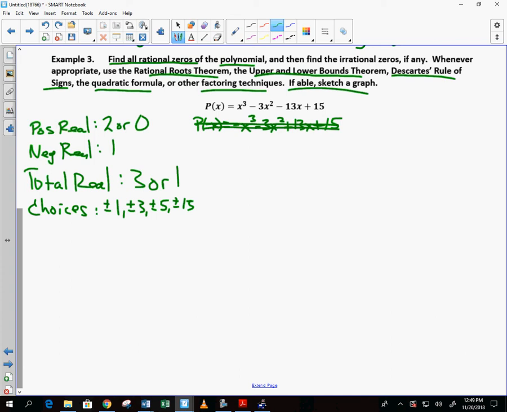Okay, let's try 1. 1 minus 3? Minus 13? Plus 15? I get 0. 1 worked. Way to go. That means x minus 1 is a factor. Let's divide it in.